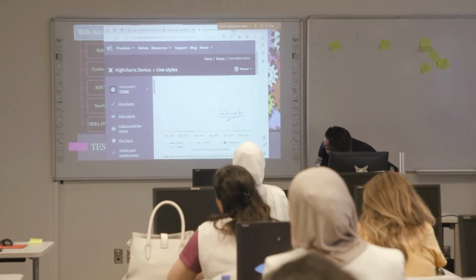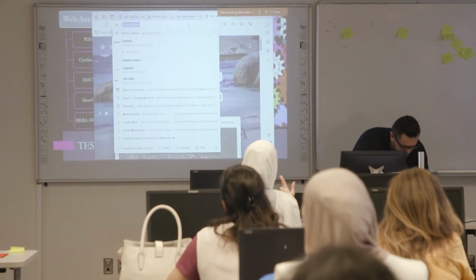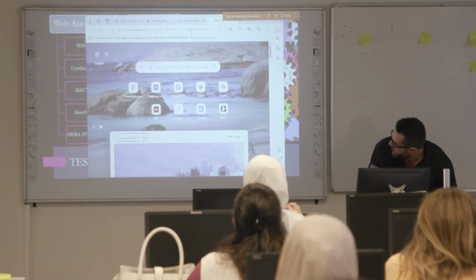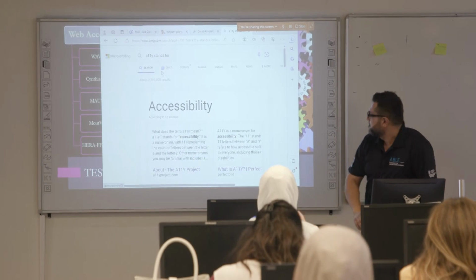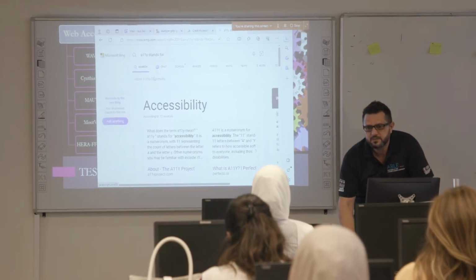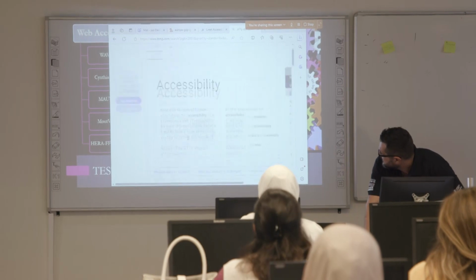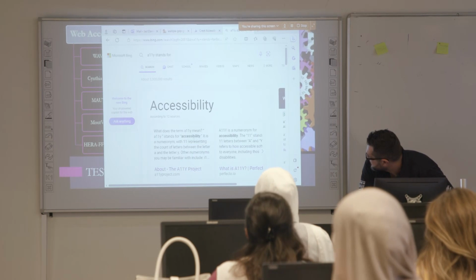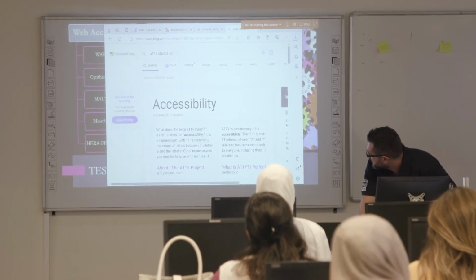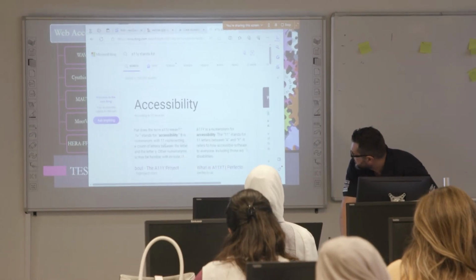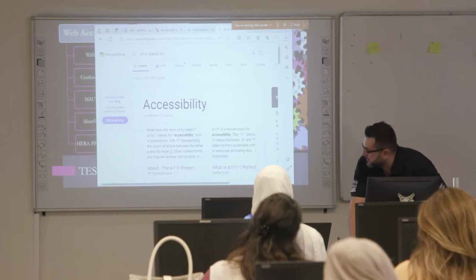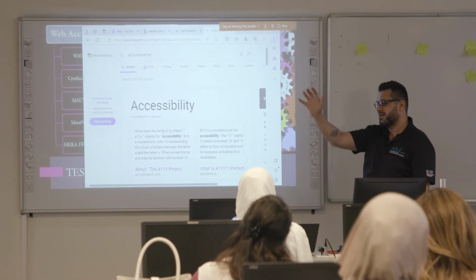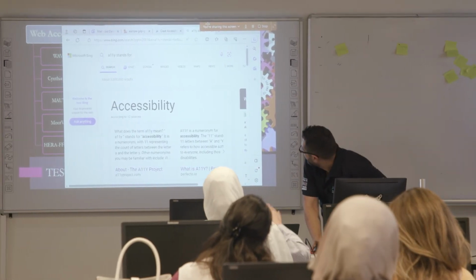I forgot. That's a question. I had a website showing a graph. Is it a website just to show us how to do an accessible graph, or is it a real website? No, it's a real website. I found it online. A11Y stands for accessibility, and 11 is the number of letters between the letter A and the letter Y.